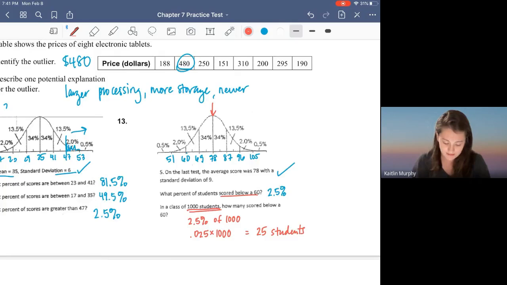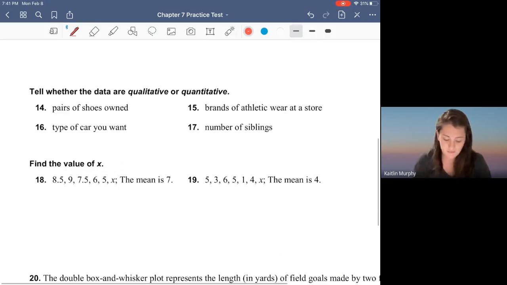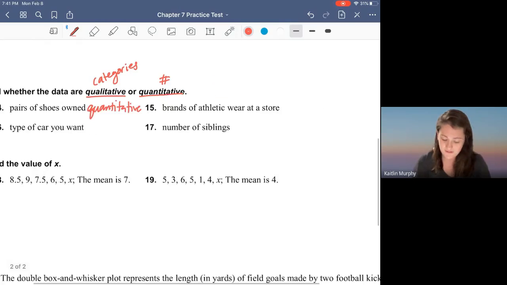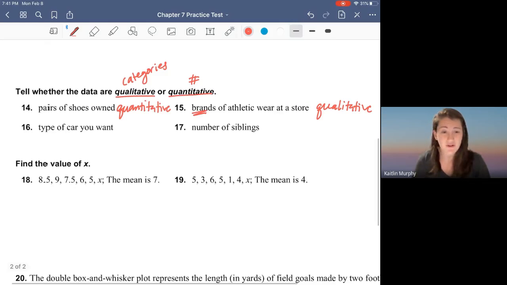Okay, we'll flip it over on the back. Tell whether the data are qualitative or quantitative. So remember, quantitative is like numbers and qualitative is like categories or labels, like blue eyes or something like that. Pairs of shoes owned. So number of pairs of shoes owned, that could be quantitative. Brands of athletic wear. Brands, that's like brand names. That's going to be qualitative. Type of car you want. A type of car, that's going to be qualitative as well.